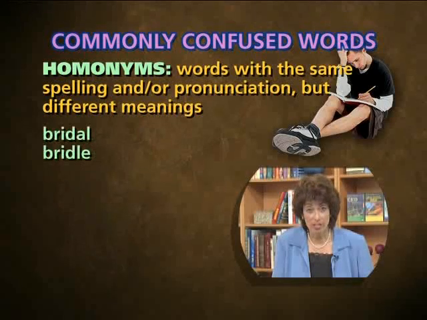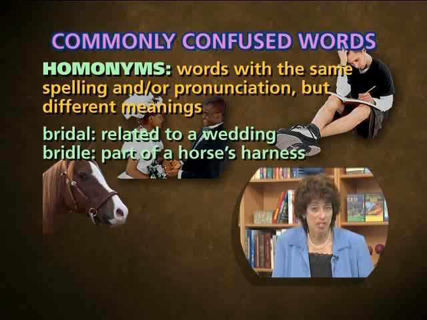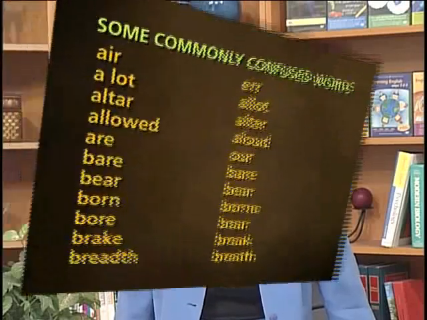Bridle and bridle, again, same pronunciation, different spellings. Bridle with the A-L is related to a wedding. Bridle with the D-L-E is part of a horse's harness. Pay close attention to commonly confused words. They're small, but they matter a lot. Also, there are a tremendous number of them.